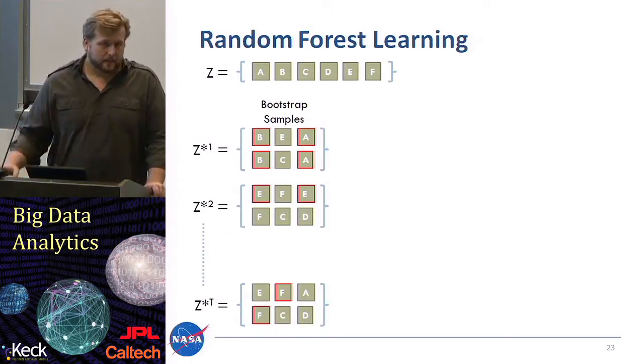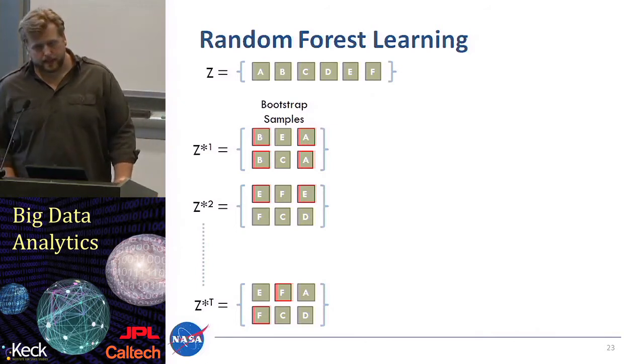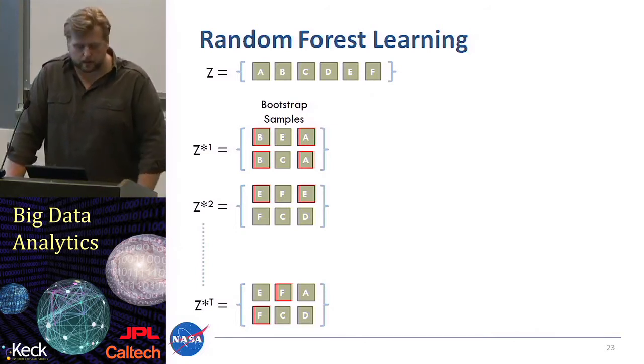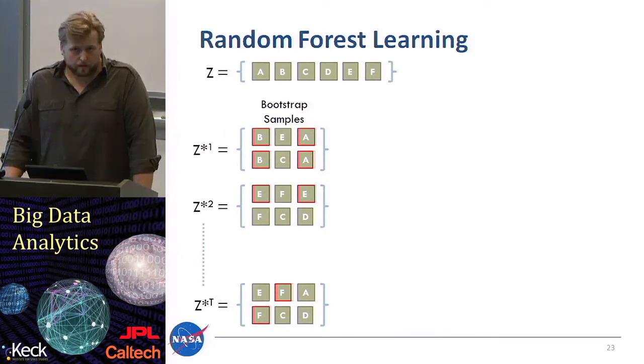So the second dimension of randomness in random forests is randomness on samples. Here's a simple example where we have a set of samples Z. So we have 6 samples, A to F. And then we draw bootstrap samples for every tree.